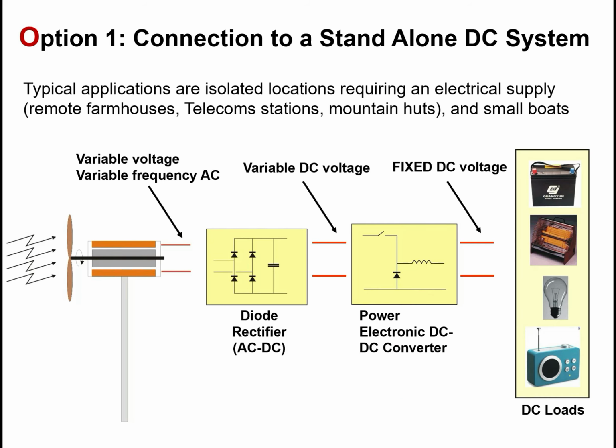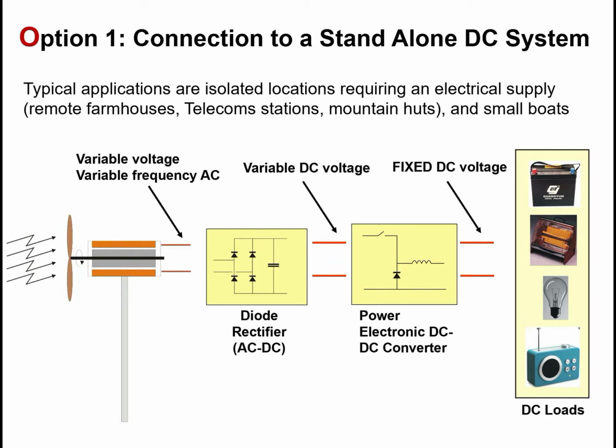In order to answer this question, we need to understand what type of system or load we are connecting this generator to. And in this case, there are two options. The first option is the connection to a standalone DC system. These typical applications are isolated locations that require an electrical supply. This includes remote farmhouses, telecom stations, mountain huts, small boats, a bulb, a fan, so any type of DC load.